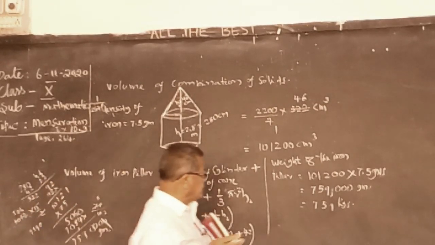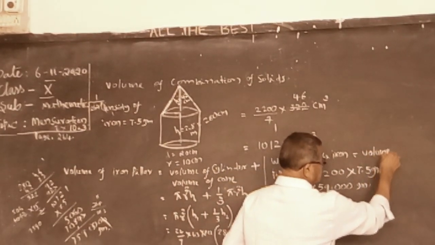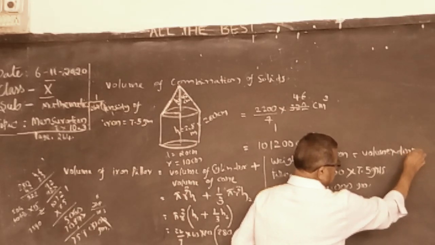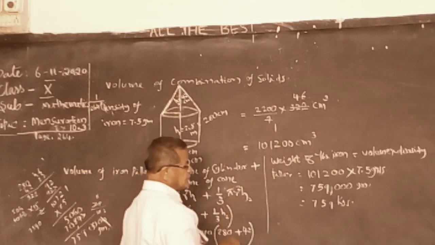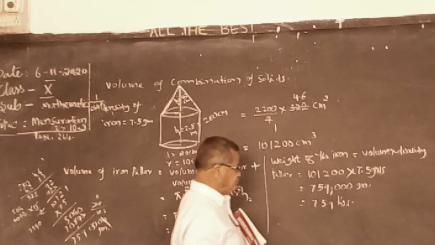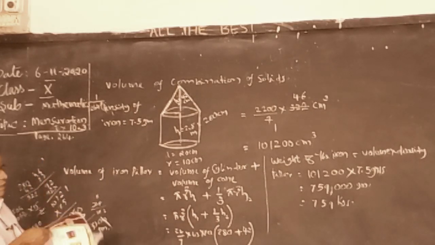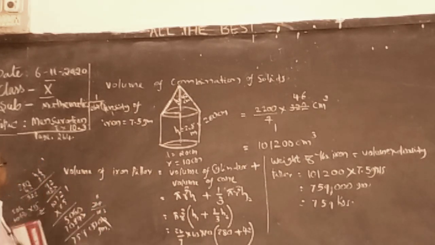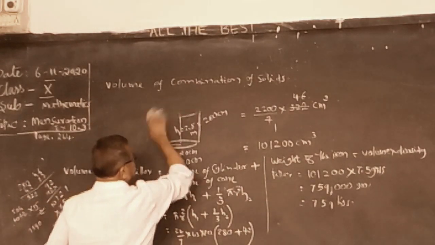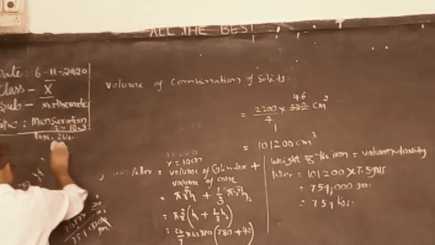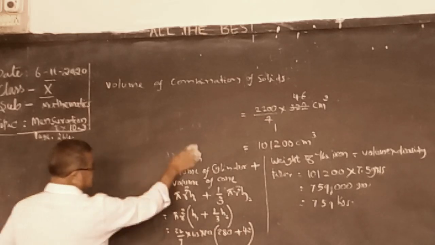Here weight of the iron is equal to volume into density. Write this formula also. Volume is this much cm3 and density is given in the problem. Okay. 10.2 second question. Now check the product multiplication.